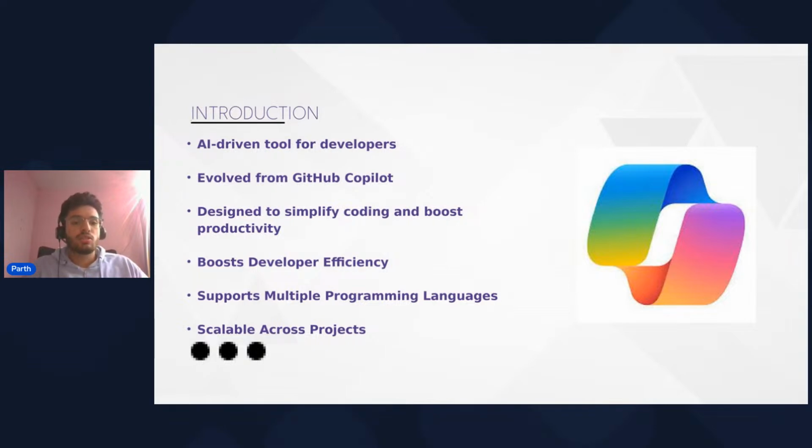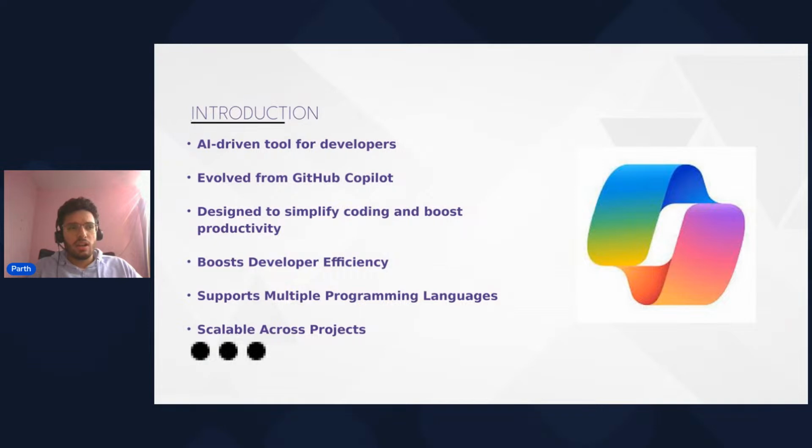So the introduction to Copilot Studio goes like this. First of all, it is an AI-driven tool for developers. GitHub Copilot, if you have heard about that, is an AI tool which helps in the betterment of coding and also AI-enhanced coding. GitHub Copilot is embedded in Copilot Studio. So that's what the second point is about, evolved from GitHub Copilot. And apart from that, it is designed to simplify coding and boost productivity.